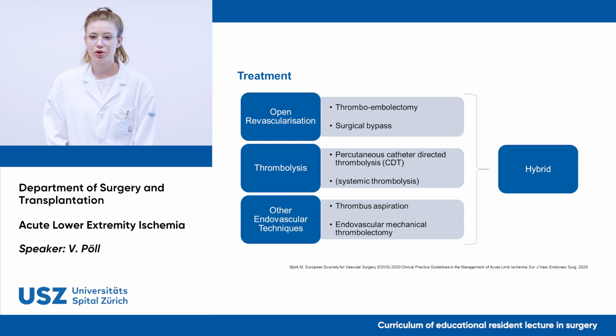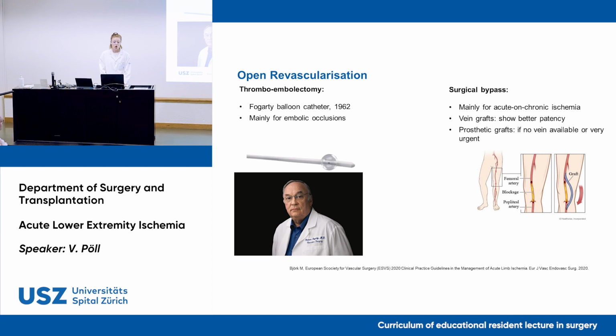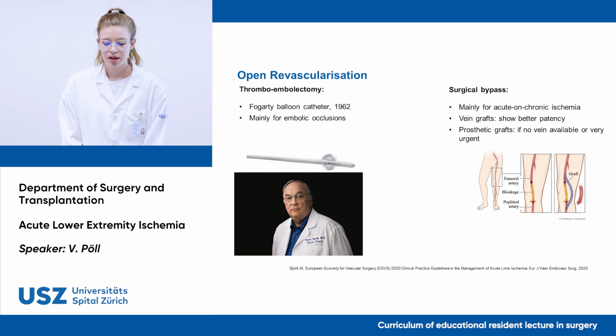So this is an overview of the three main treatment options. It's open revascularization, thrombolysis, and other endovascular techniques, which are the newest ones. And it is also possible to combine them in terms of a hybrid therapy. Open revascularization includes thromboembolectomy and surgical bypass.